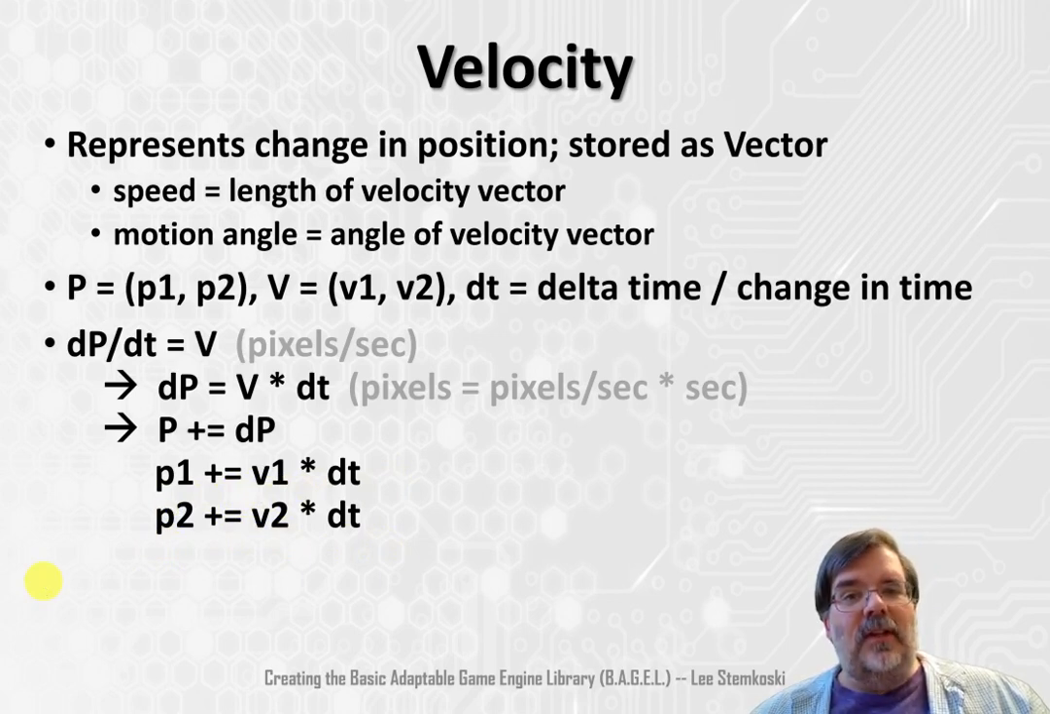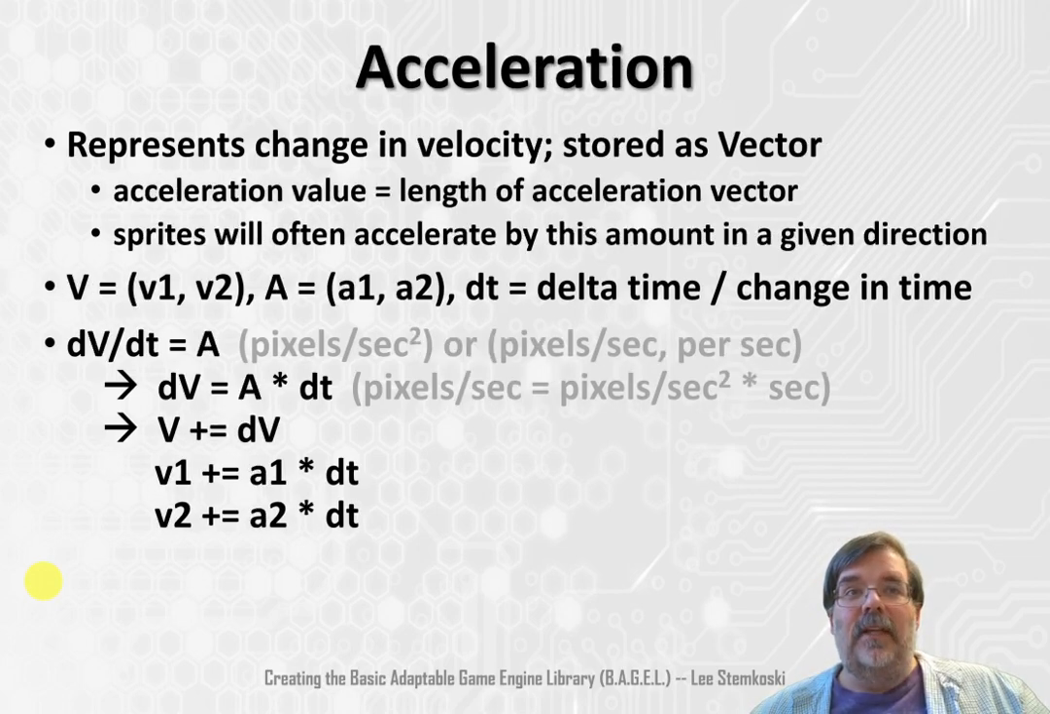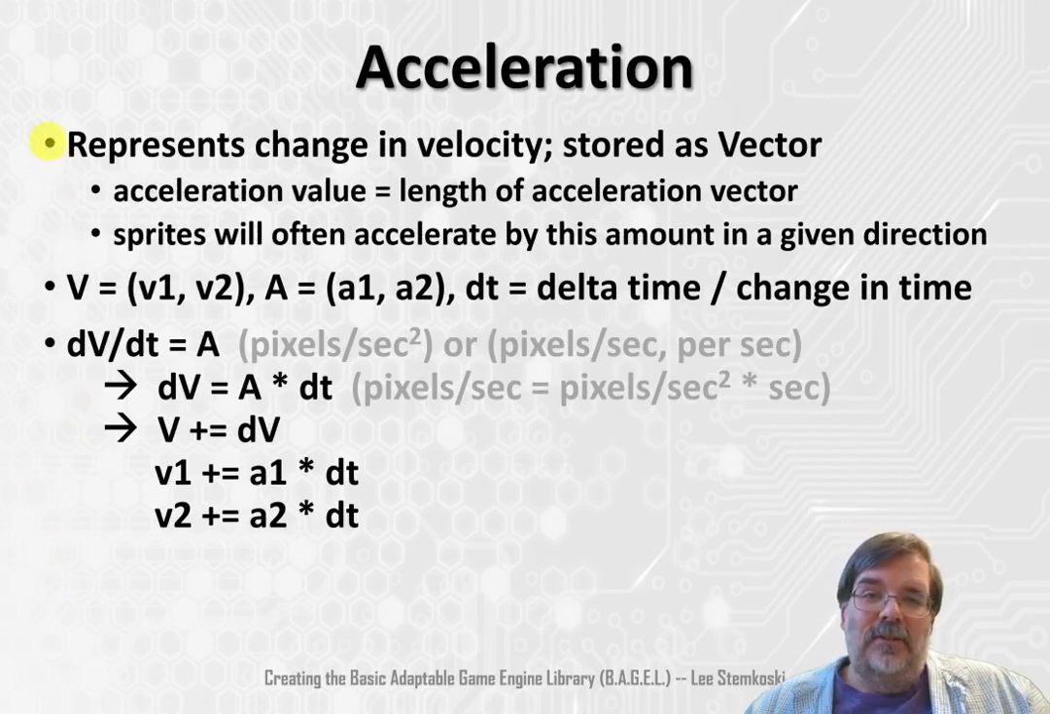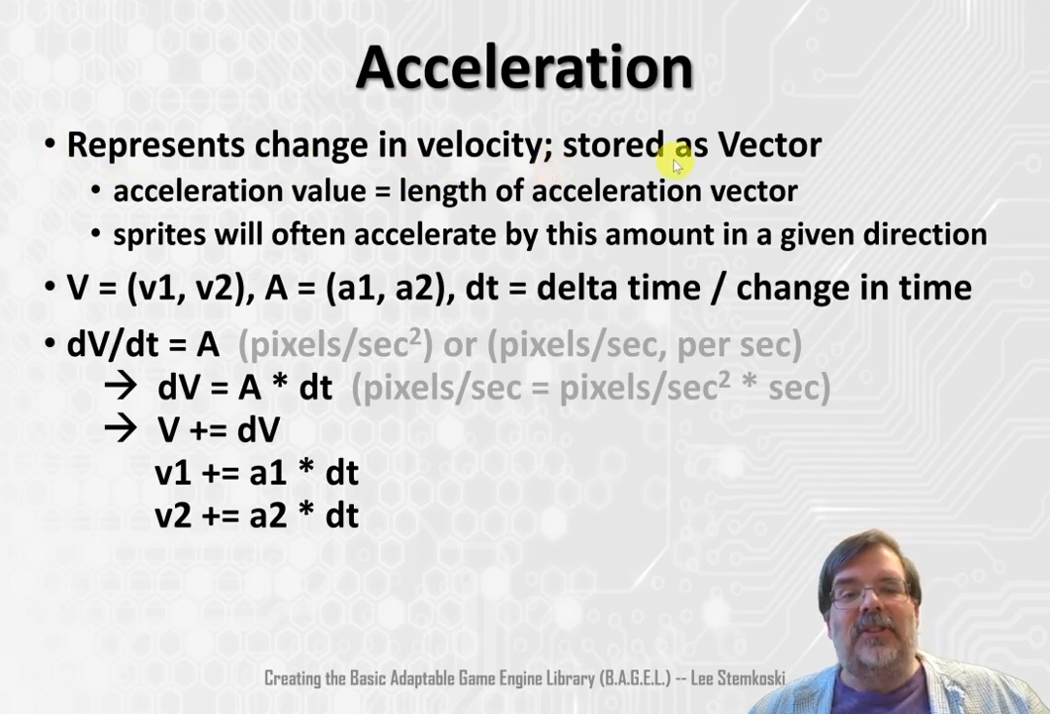But in addition to velocity, to get that slowly speeding up and slowing down effect, we need to talk about acceleration. Now, acceleration is to velocity what velocity is to position. Acceleration represents a change in velocity. And since velocity is a vector, acceleration is also stored as a vector.